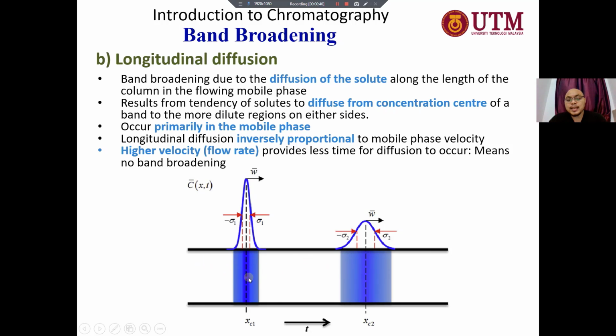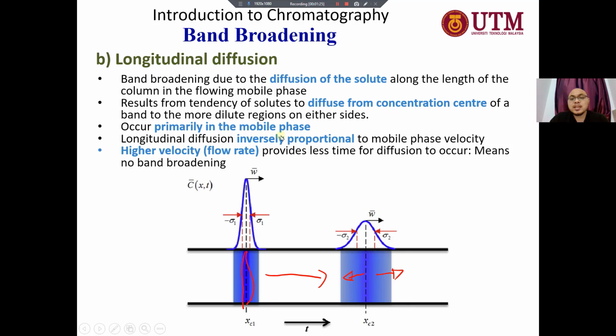As your analyte passes through the column, it will tend to dilute from the center of the concentrated area to more dilute areas. For example, at the early injection it is at the center, and as it moves along the column, the center will dilute to the diluted sides, or dilute regions. This occurs primarily in the mobile phase, not in the column.